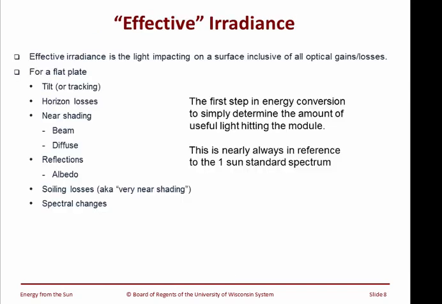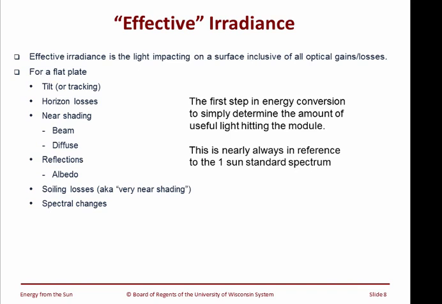Up to this point, I've been referring to global horizontal insolation. Next, I want to introduce the concept of effective irradiance. Effective irradiance is the light impacting on a surface inclusive of all optical gains and losses. This is really the first step in energy conversion to determine the amount of useful light hitting the module.